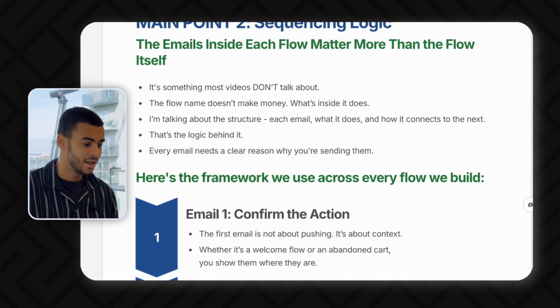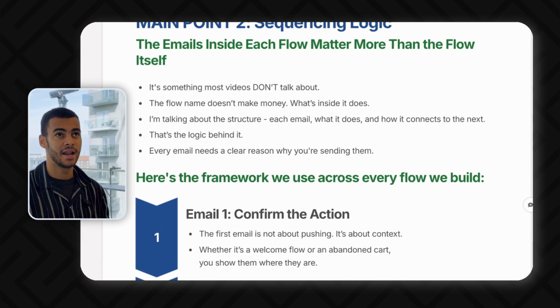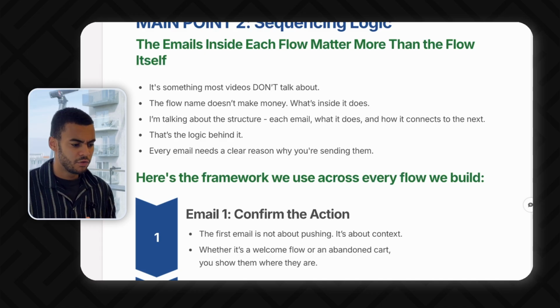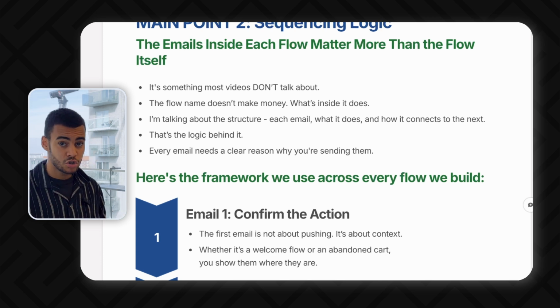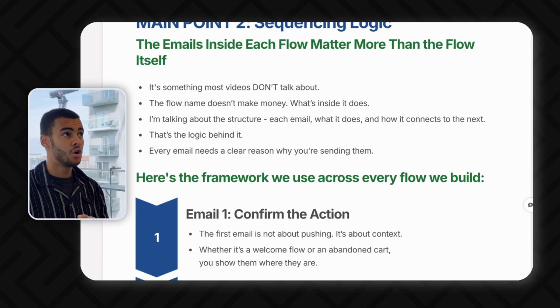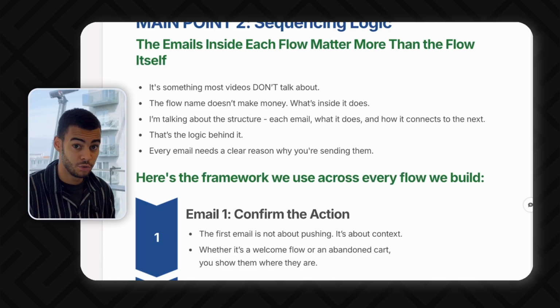So the email inside each flow actually matters more than the flow itself. And let me just try to explain it, because it's something most videos are not talking about. The name of the flow does make money, but what's inside the flow actually does. I'm talking about the structure, each email, how it connects to the next email, basically the whole structure behind every single flow you're sending out.